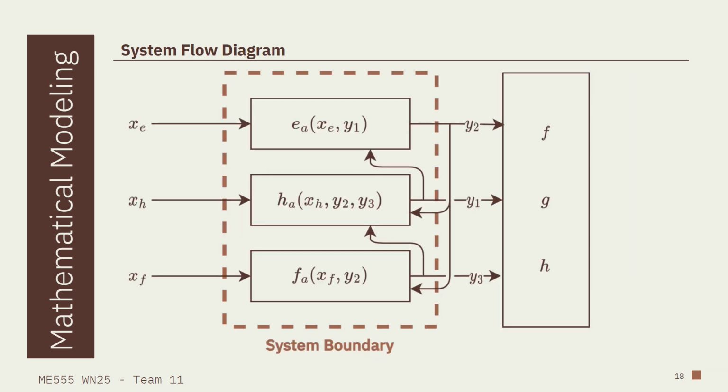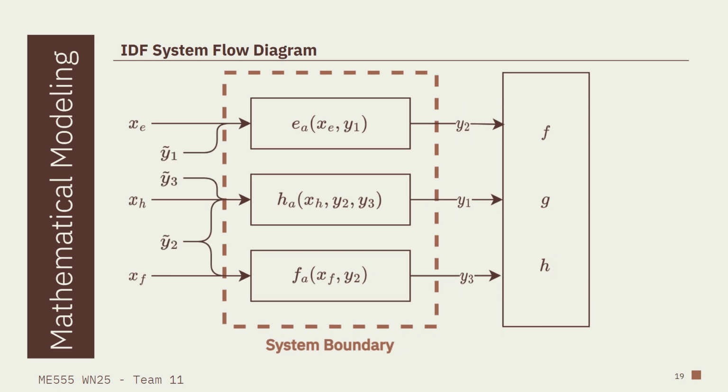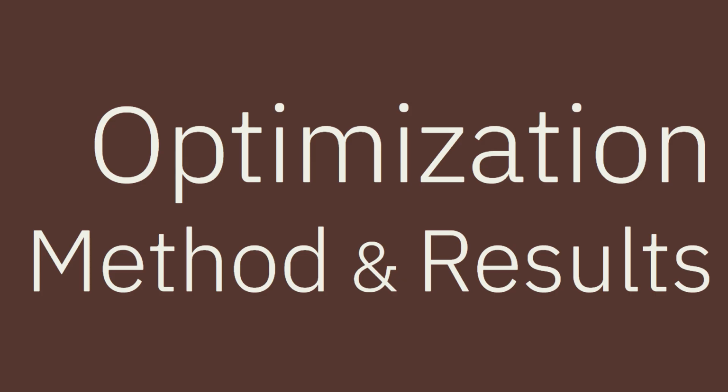Here's a quick look at a simplified system flow diagram before incorporating IDF decoupling. As you can see, variables are passed down between the subsystems in multiple feedback loops. This next slide shows our IDF decoupled system flow diagram. With this method, subsystems can be solved independently and equality of coupling and auxiliary variables need only be satisfied at convergence. Moving on to the optimization method and results.